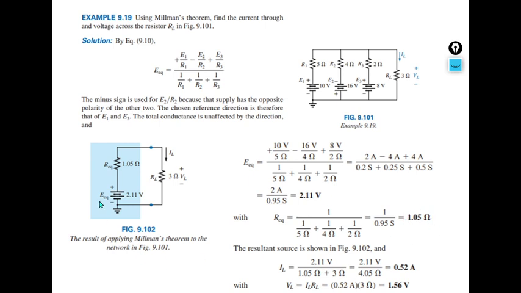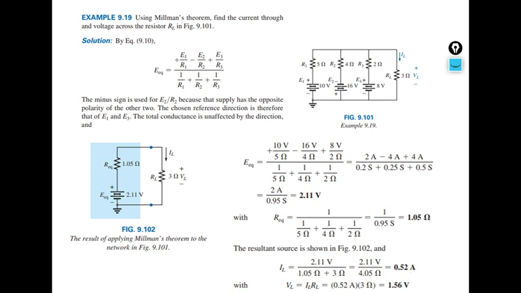So we can write here 2.11 volt, R equivalent 1.05 ohm, and RL is 3 ohm. This is for a DC circuit. So we can find IL. IL is equal to E divided by R equivalent plus RL. So we get 0.52 ampere.